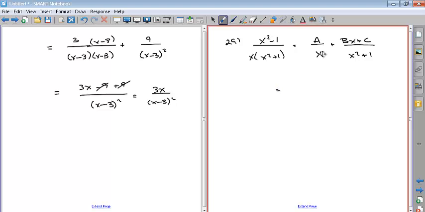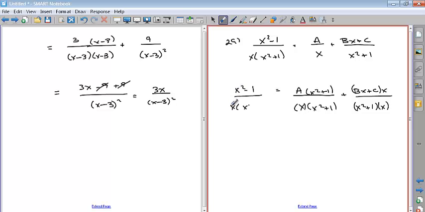Okay, so we do the same thing we did in the first one. We're going to find a common denominator, which is going to be the product of the two individual denominators, which is the same as the denominator over here. So we take a over x and multiply it by x squared plus 1. Now the second part, we need to multiply by x because I've got x squared plus 1 in the denominator, so I need x to make it the same. And on the left-hand side, you've got x squared minus 1 times x there.